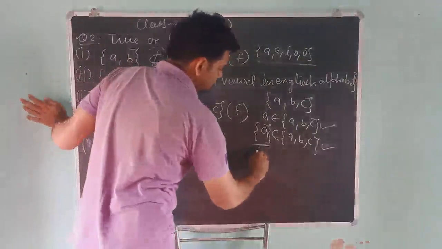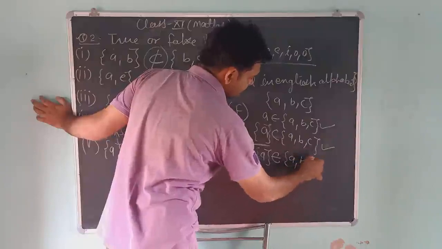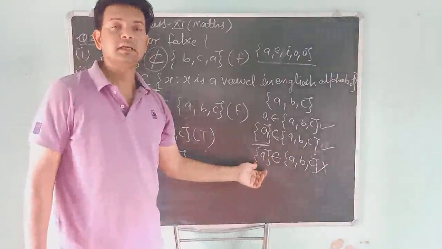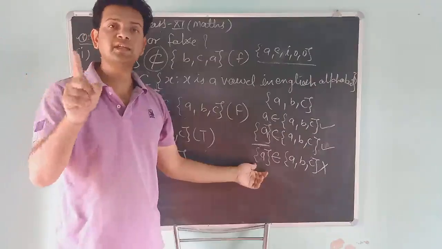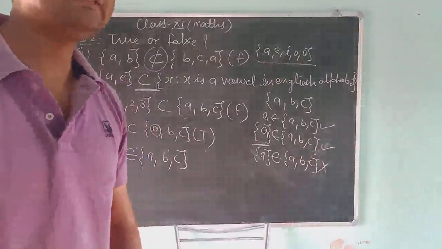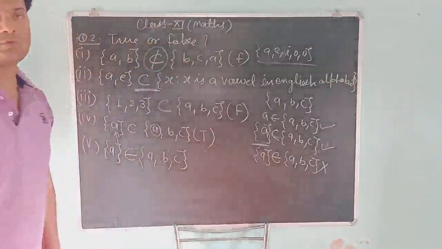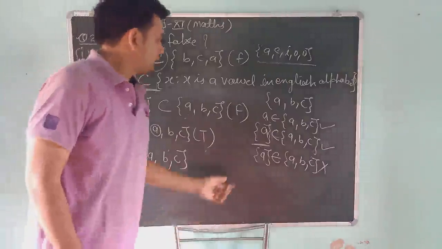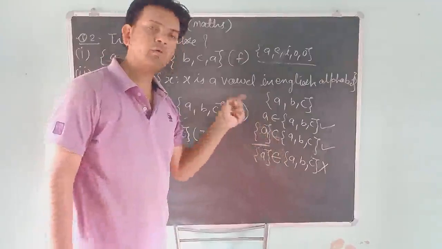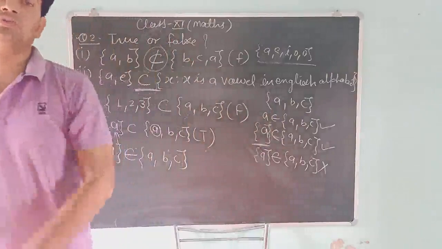But if you are writing belongs to, this is again wrong. This is a subset, and a subset never belongs to. A subset is only a subset, so we can't use the belongs to symbol. If this is a subset, then you will use the subset symbol. If it is an element, then you will use only the belongs to symbol.